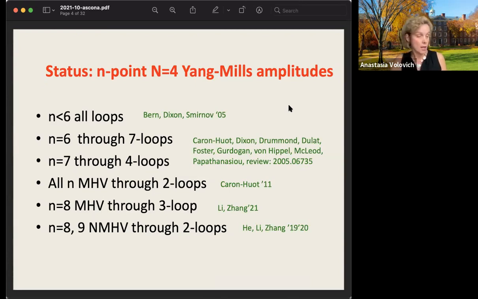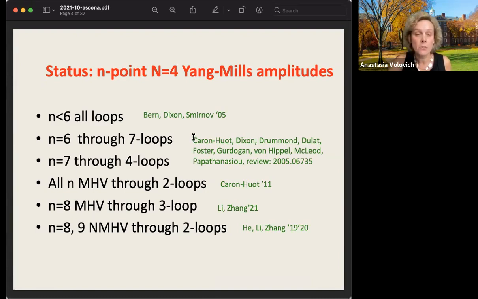So the focus in the past decade or so has been mostly on going beyond 4 and 5 points. The most non-trivial amplitude starts at 6 points, and these have been computed through 7 loops.